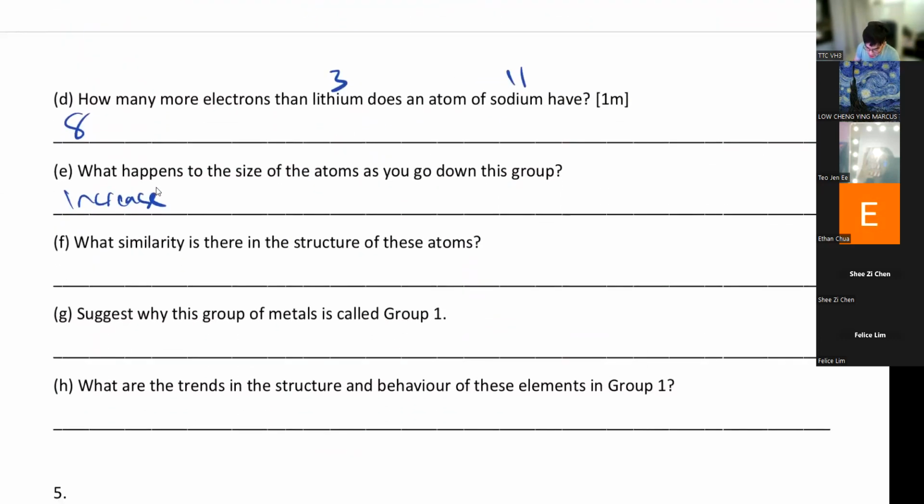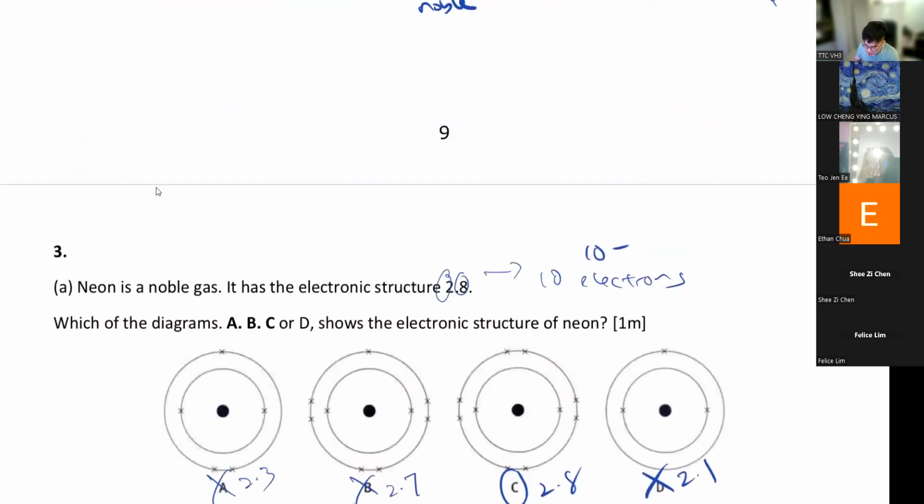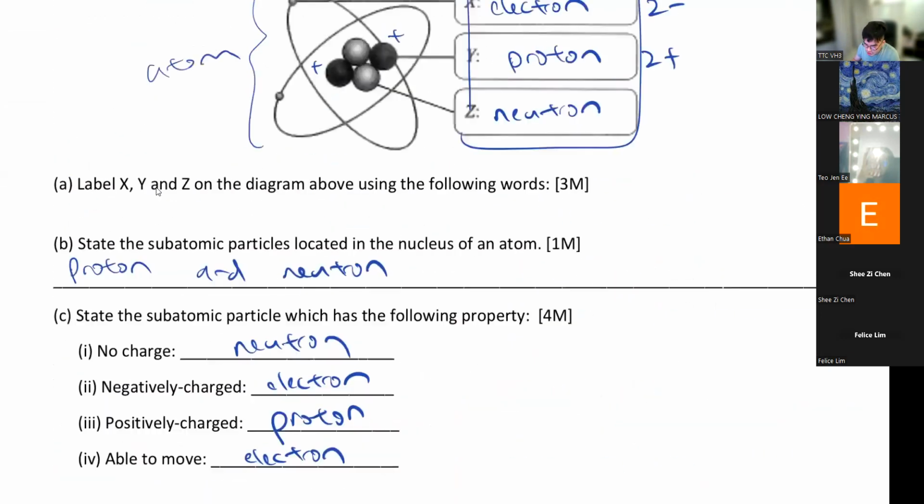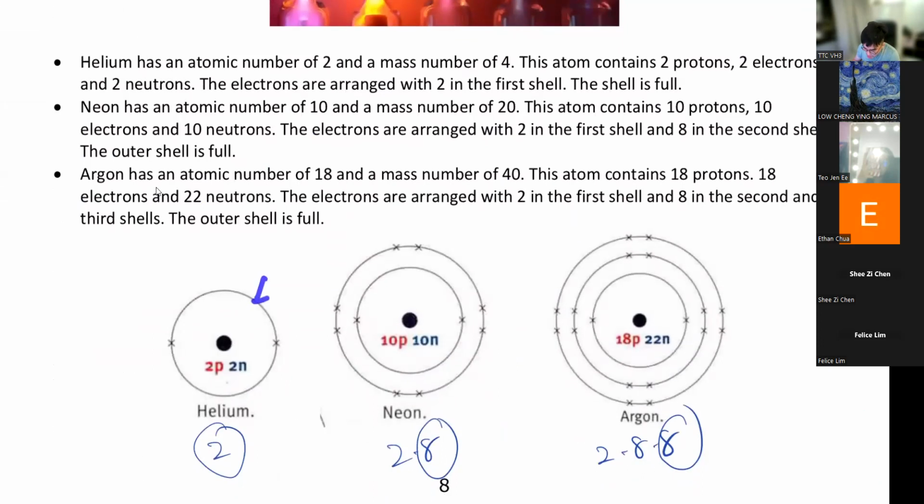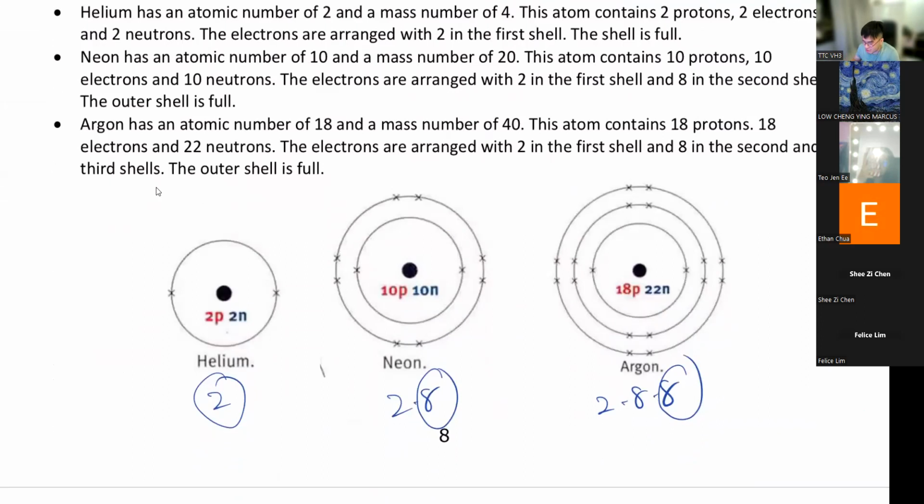Right? So F, what similarity is there in the structure of these atoms? Okay, how are they similar? They have one electron on the outermost shell. Okay, guys, pay attention here. Let me introduce you a word. The outermost shell, the one on the most outside, we call it a valence shell.